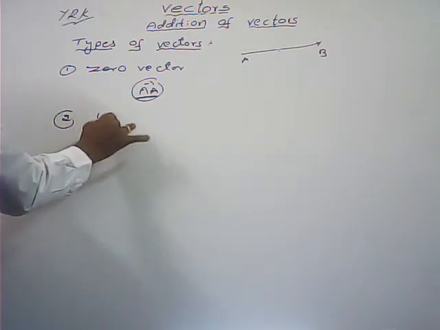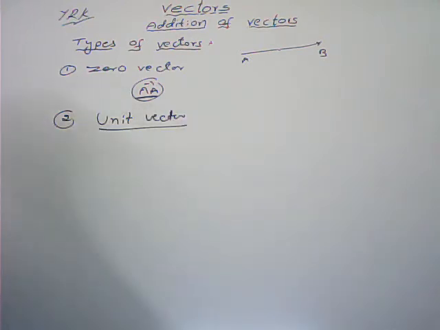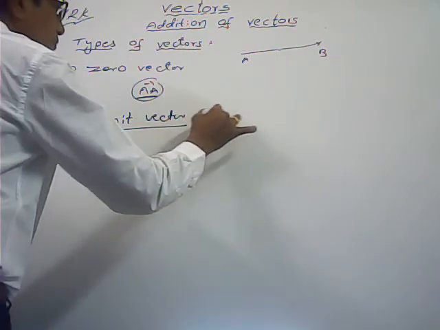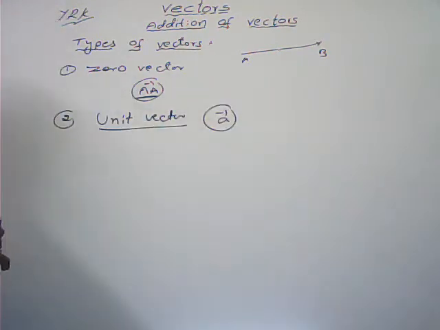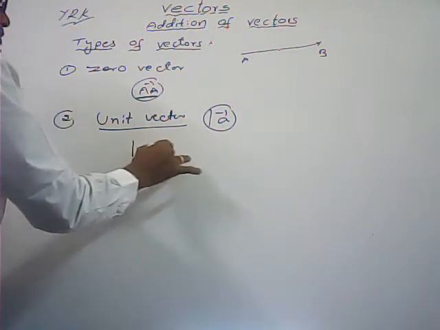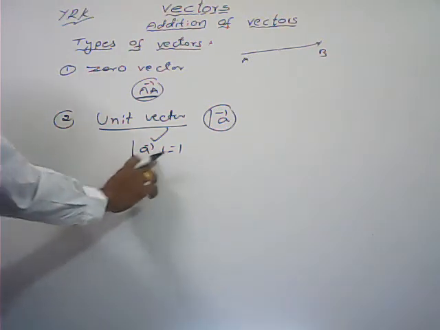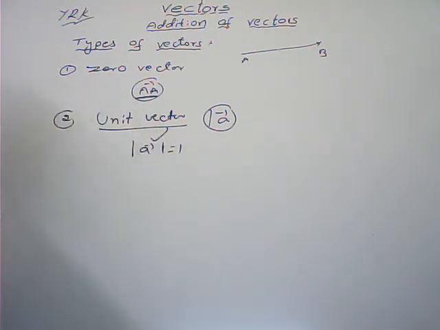Now next, unit vector. Here you can take any vector, for example a bar, that is one of the vectors. A unit vector means its modulus should be equal to 1. If the modulus of a bar is 1, then a bar is said to be a unit vector. If the modulus of any vector is equal to 1, that vector is said to be a unit vector.